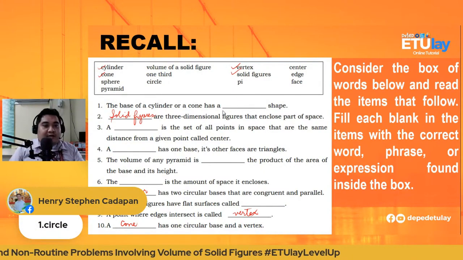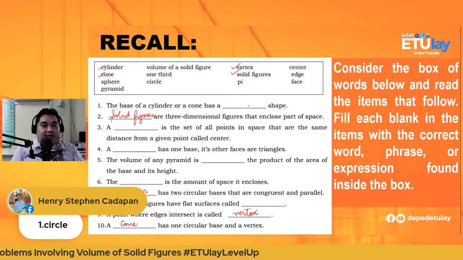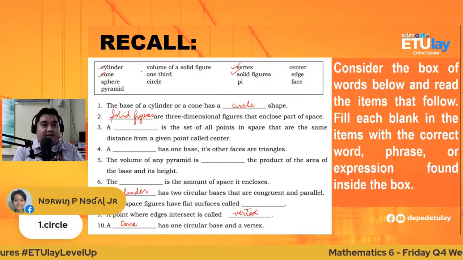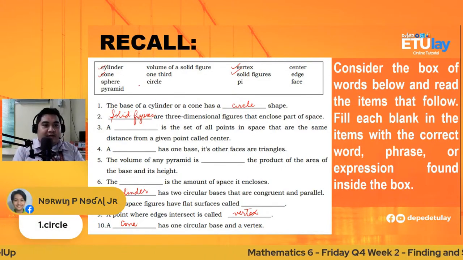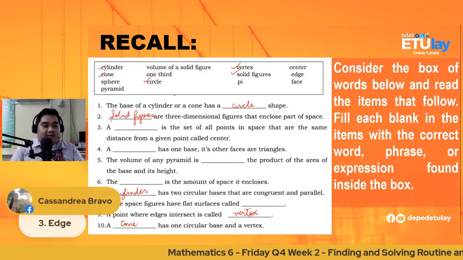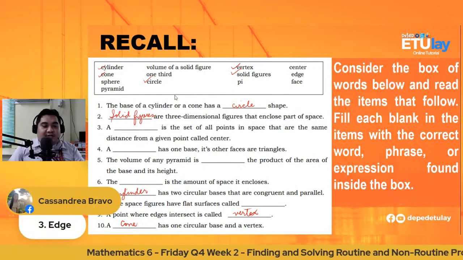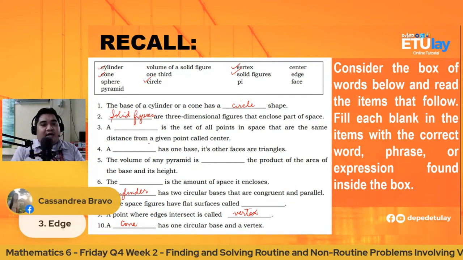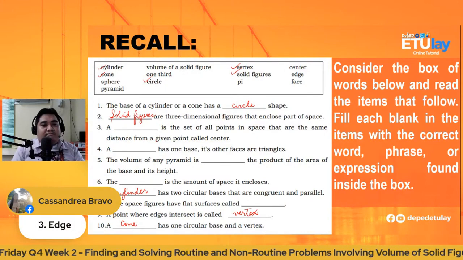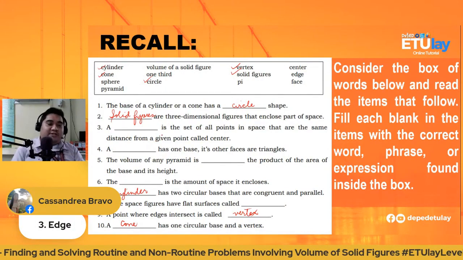Okay, number 1 is circle. Okay, that is correct. Very good, Henry Stephen Kadapan and Darwin Negal. Circle, yes. Okay, number 3, ang sagot ni Cassandra Bravo, edge. Let's see. The edge ang sagot sa number 3.